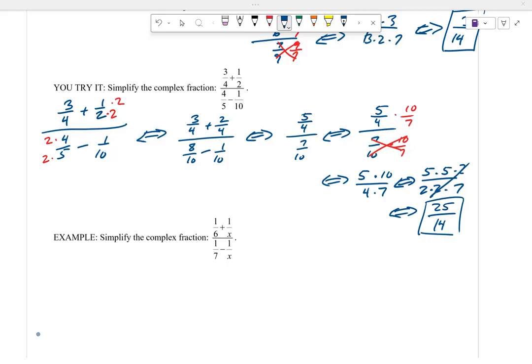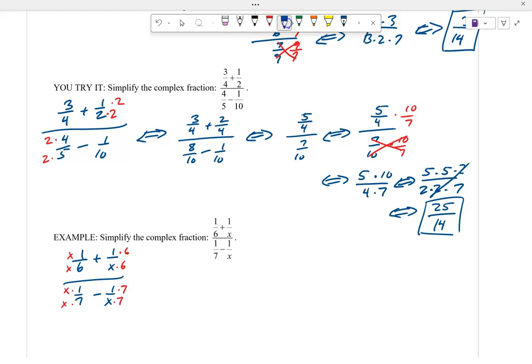Now we're going to do the same thing if we involve variables. We want to get one fraction on the top, so simplify that into one fraction, and same thing in the denominator. I want to have one fraction over one fraction so I can keep, change, flip. Well, this one, as far as common denominator is concerned, is missing an x, and this side's missing a 6. Over here, this one's missing an x, this one's missing a 7.